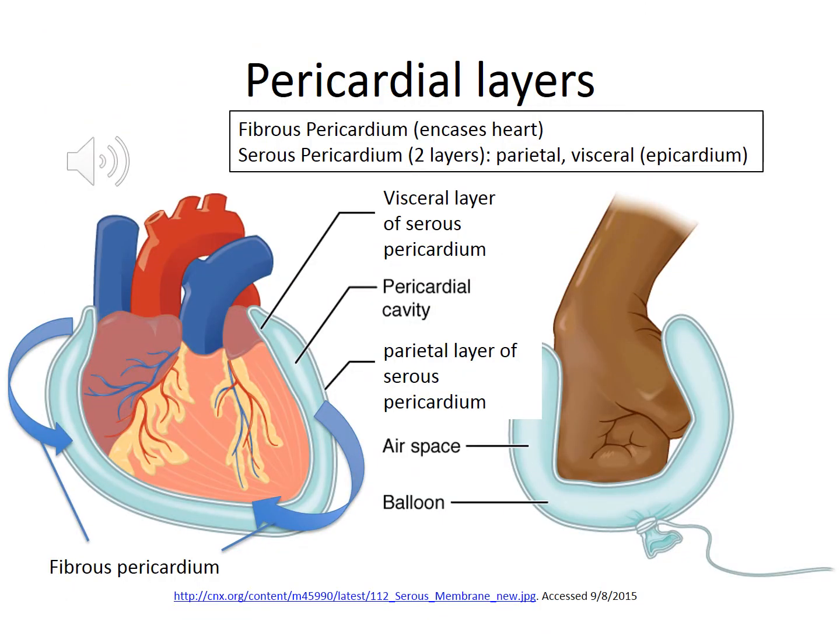This schematic just helps us to further visualize the pericardium. Shown here as a balloon is an example of the serous pericardium with its outermost parietal layer and innermost visceral layer, which, as we said previously, forms the epicardium, or the outermost layer of the heart. This serous pericardium actually sits inside of the fibrous pericardium.